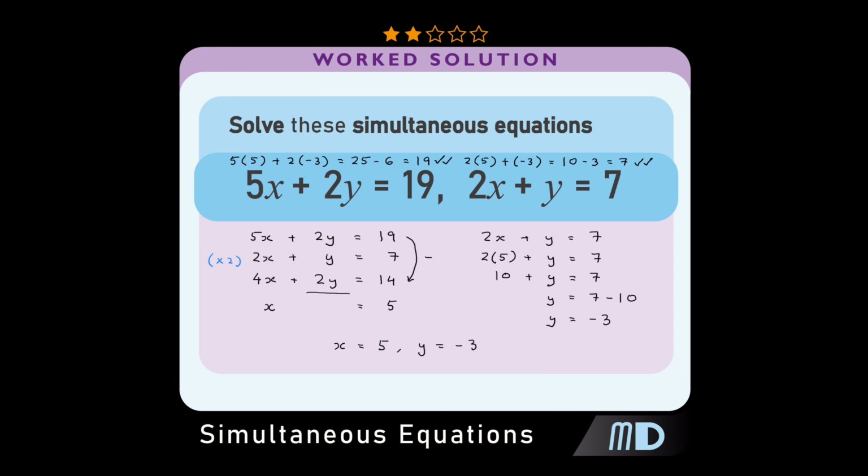So the values of x and y that solve our simultaneous equations and the answer to this question are 5 and minus 3, respectively.